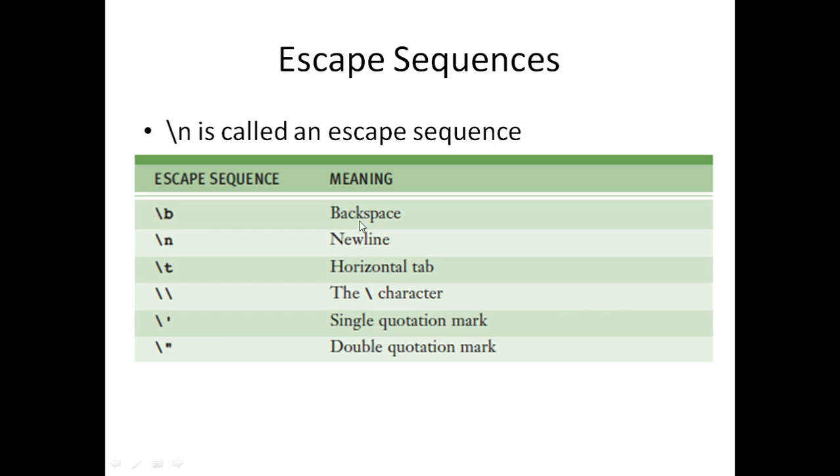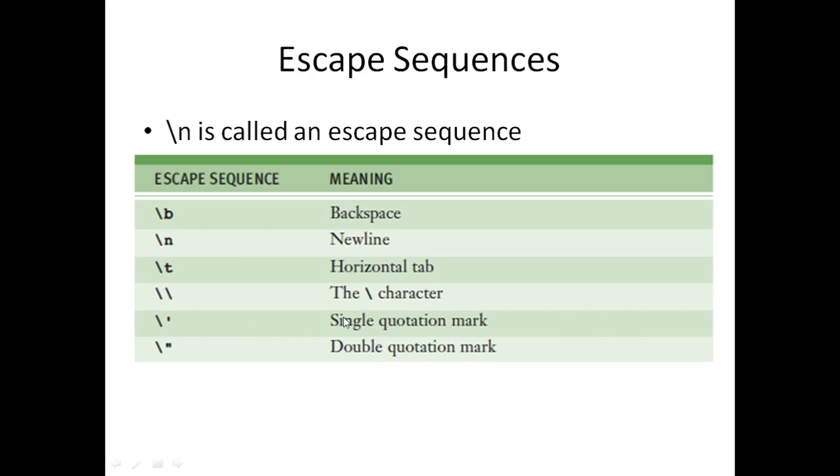Slash b specifies a backspace, which is equivalent to the delete key. Slash n specifies a new line character. Slash t specifies a horizontal tab. This number of spaces will be left and it will be printed in the next tab.